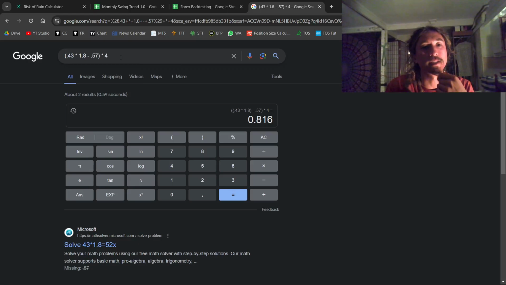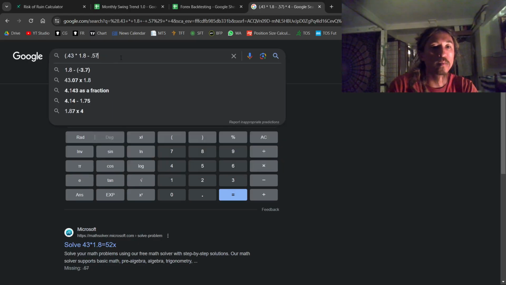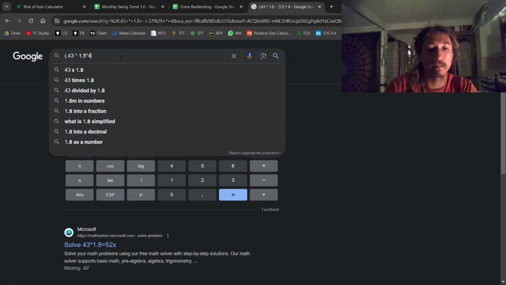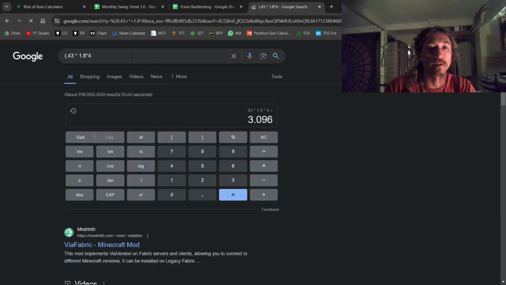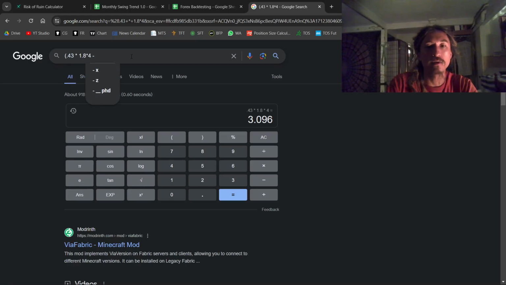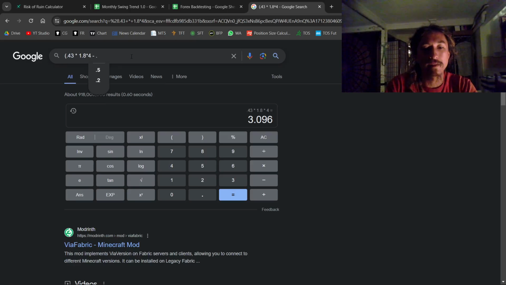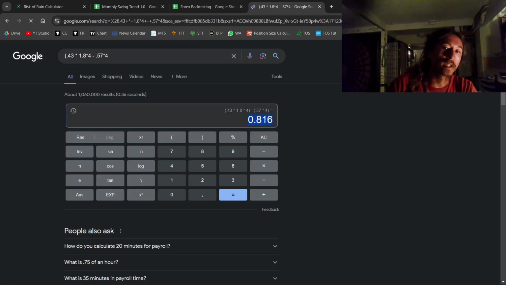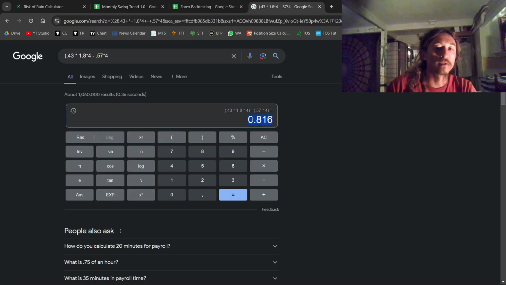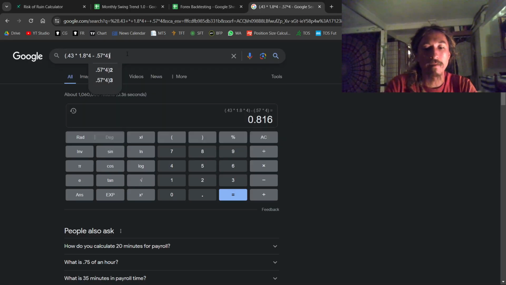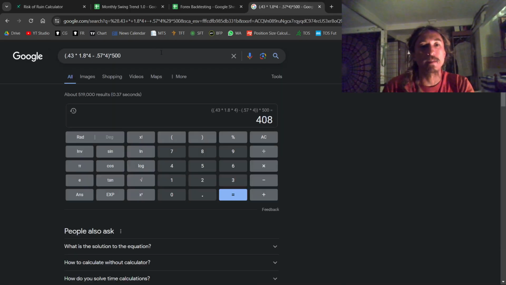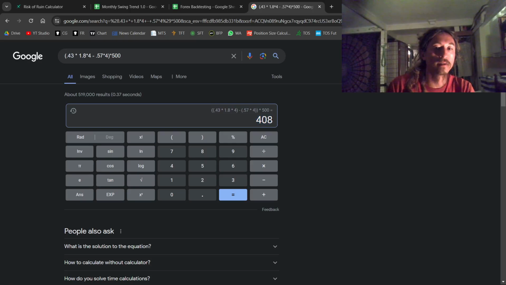So another way to look at this is, what I expect to make on a trade is going to be 3.096. But what I expect to lose on a trade is 0.57 times 4. So my expectancy per trade is now 0.816. Now I can multiply that by 500, and this is simple, no compounding. My expectation is to make 400 R in a year.